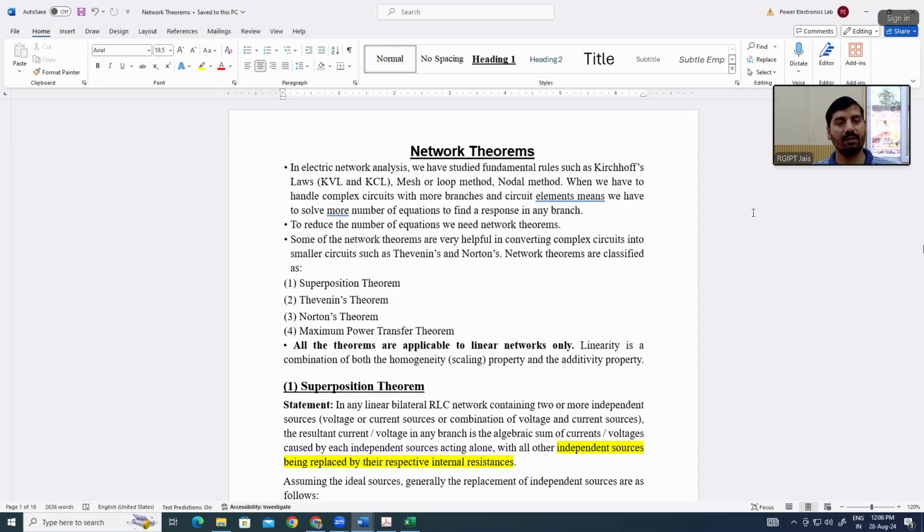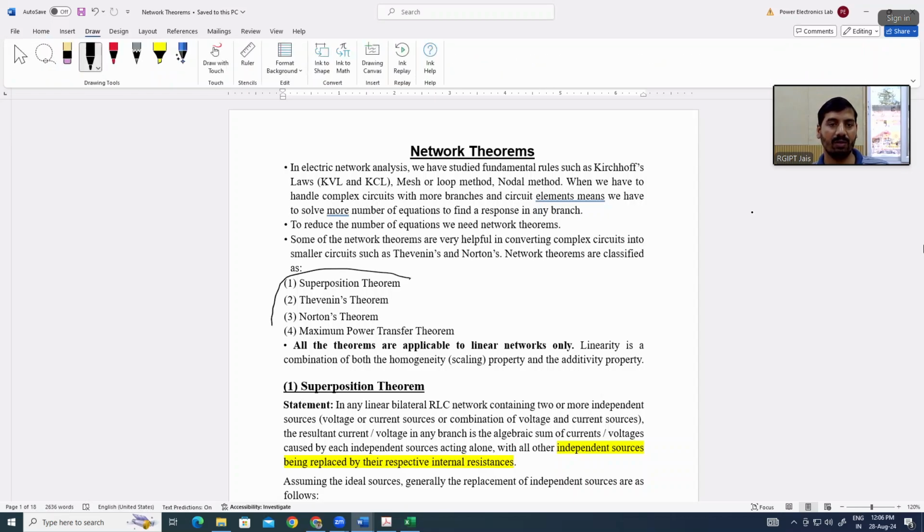As we have seen in the previous class, at the last time of the previous class, I told you about the network theorems, how many network theorems we have to study, and a little bit of introduction of these theorems. We have to study all four theorems that I have written here: the superposition theorem, Thevenin's theorem, Norton's theorem, and the maximum power transfer theorem.